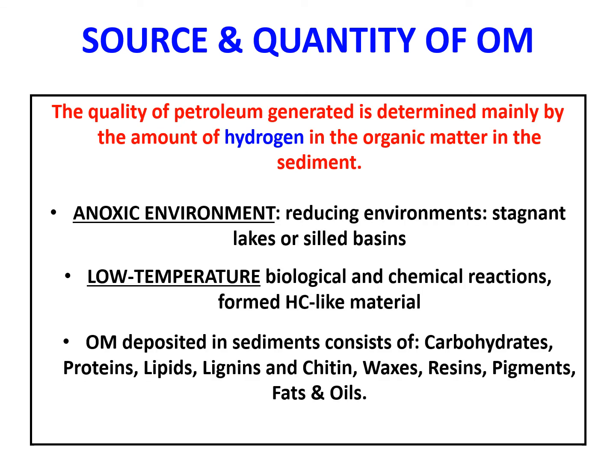So the best example of the depositional environment is a stagnant lake, where this environment is characterized as an anoxic environment, or reducing environment, in which, under this reducing condition, the hydrogen will be preserved and enhance the quantity and quality of the hydrogen content in the organic matter.